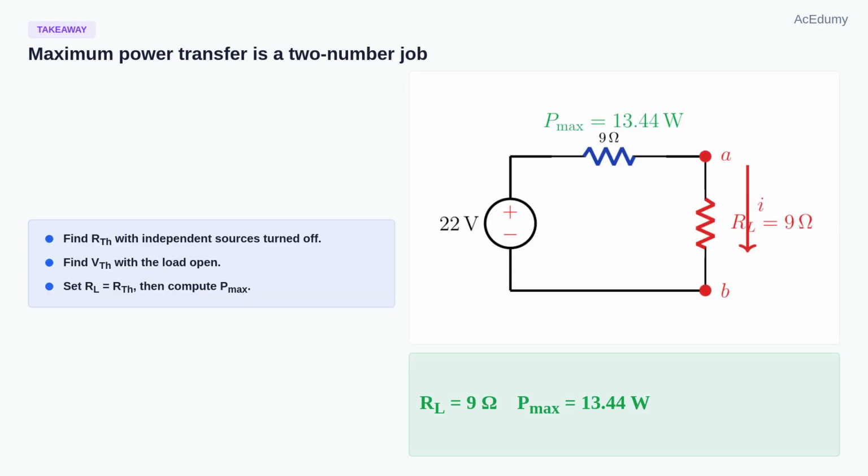The whole method is short, but the order matters. First, convert the rest of the circuit into what the load sees. Find Rthevenin with independent sources turned off. Find Vthevenin with the load open. Then choose RL equal to Rthevenin. If the question also asks for power, use Pmax equals Vthevenin squared over 4 Rthevenin. In this example, Rthevenin is 9 ohms, Vthevenin is 22 volts, and the maximum load power is 13.44 watts.